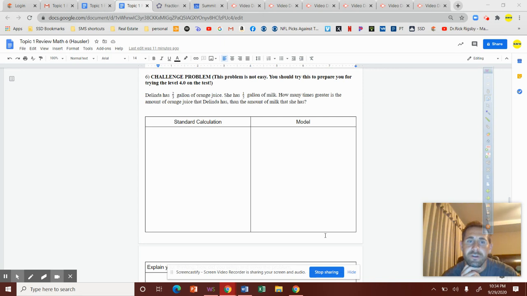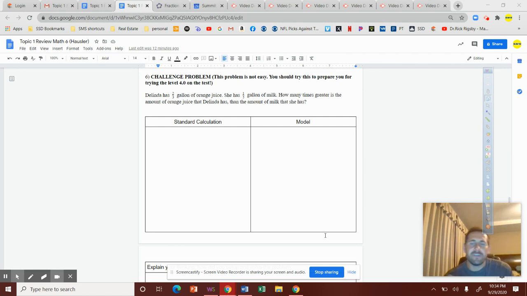Delinda has 2/3 gallon of orange juice. She has 1/5 gallon of milk. How many times greater is the amount of orange juice than the amount of milk that she has?